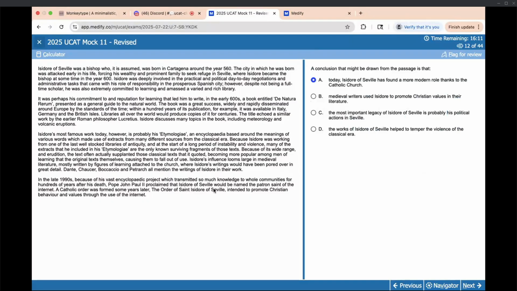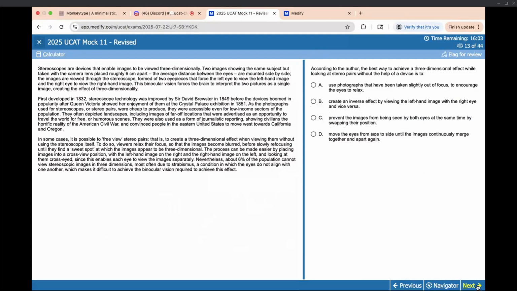It has a vast range of communities from GDS claims will be named patron saint Catholic order. The orders are intended to promote Christian behavior throughout use of the internet, so it catered to modern use. Okay.